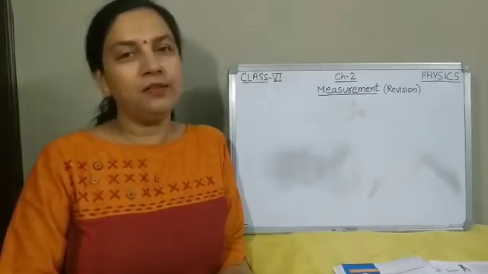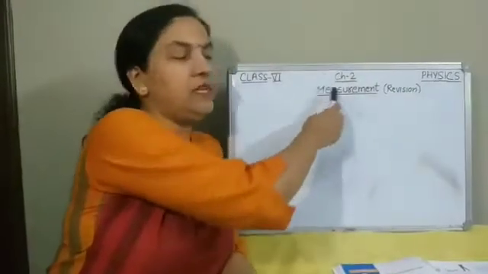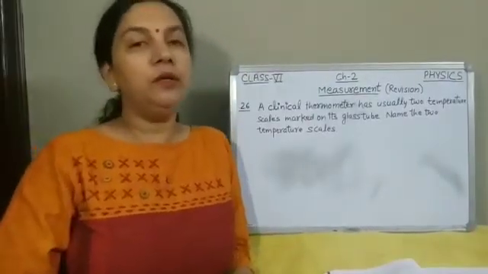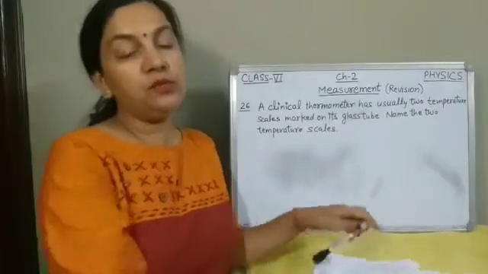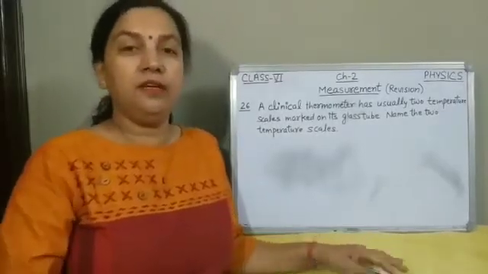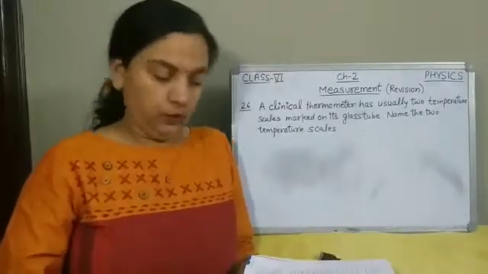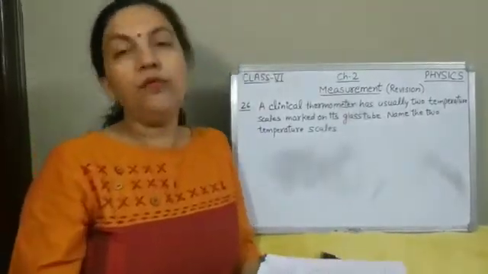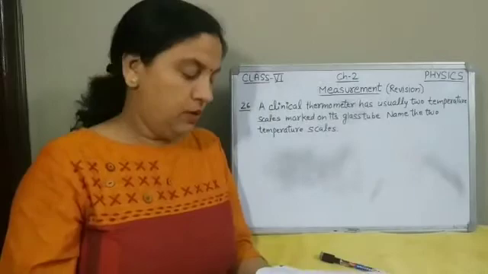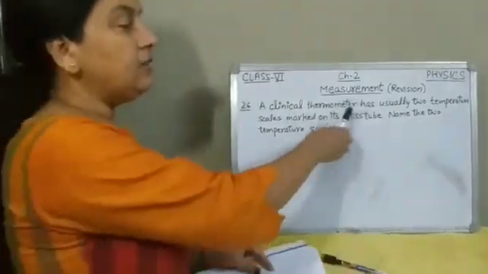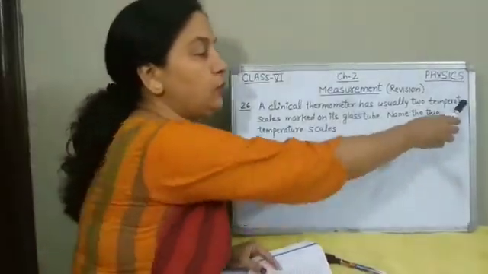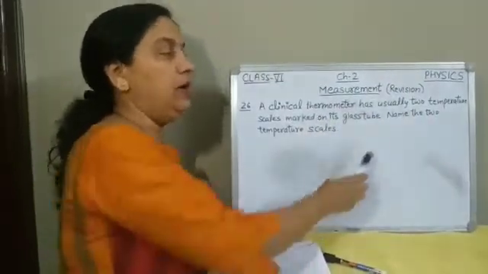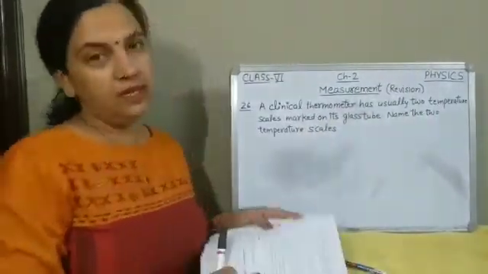So let's continue the revision of our chapter 2 measurement. So children, we were doing the subjective type questions which we had left in our homework. Question number 26 on page number 45 of your book. Question is, a clinical thermometer has usually two temperature scales marked on its glass tube. Name the two temperature scales.